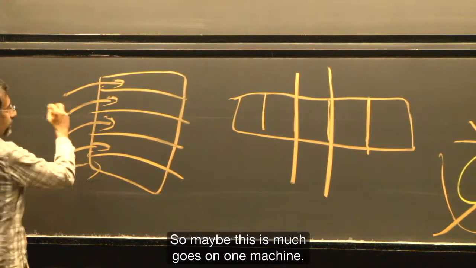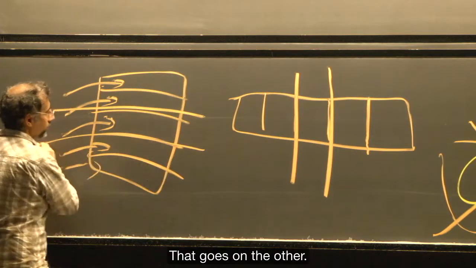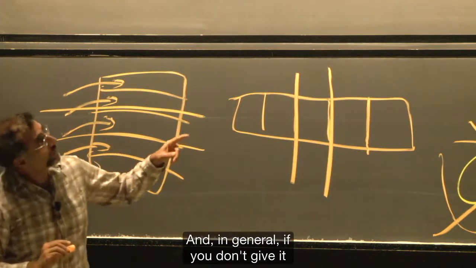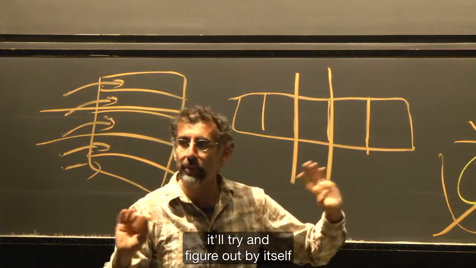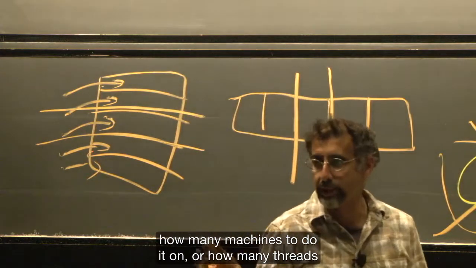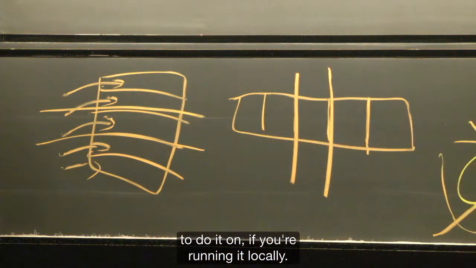And it's going to split this. So maybe this much goes on one machine, that goes on the other. And in general, if you don't give it an argument as to how many you want to do it, it'll try and figure out by itself how many machines to do it on, or how many threads to do it on, if you're running it locally.